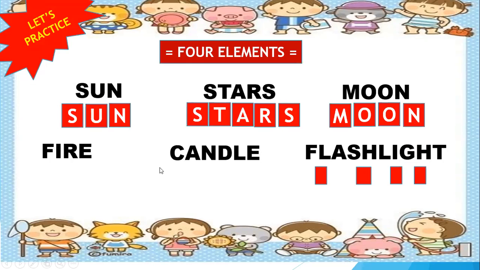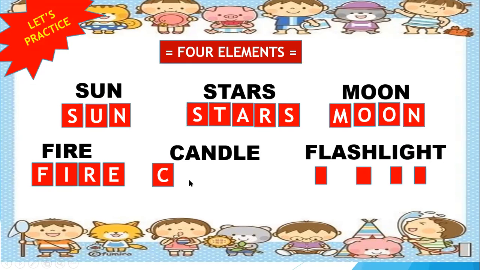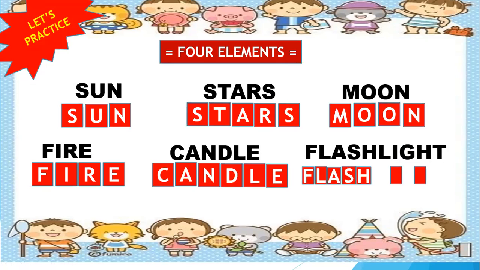For the artificial light, we have fire, candle, and flashlight. Fire, I spell F-I-R-E. Candle, I spell C-A-N-D-L-E. Flashlight, I spell F-L-A-S-H-L-I-G-H-T. Fire, candle, flashlight are examples of artificial light. Sun, stars, and moon are examples of natural light.